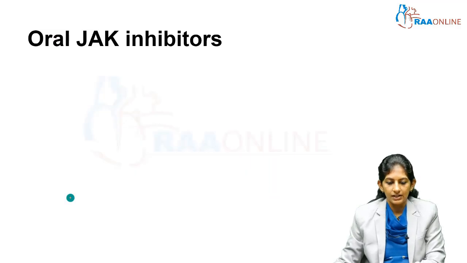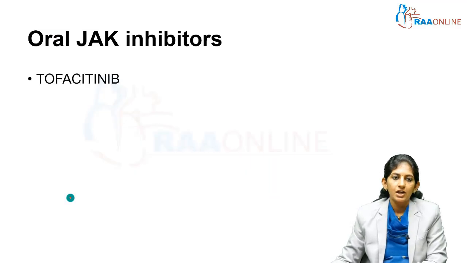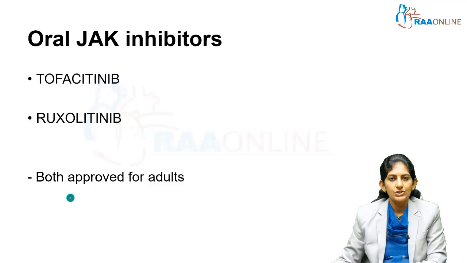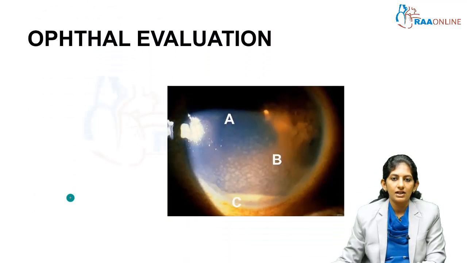This is a new slide here. Oral JAK inhibitors, 2 new names, tofacitinib and ruxolitinib. These JAK inhibitors are not yet approved in children, but they are approved for adults with chronic arthritis conditions.